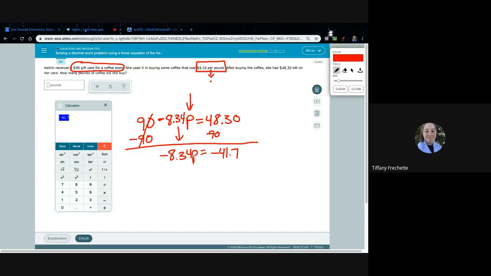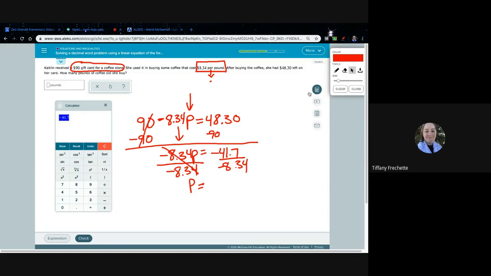And then in order to undo this, and I can't fit it in here, but there's a multiplication between these two, I'm going to divide by negative 8.34 on both sides of my equation here. Any number divided by itself cancels out. So it doesn't matter how complicated the number looks. As long as it's the same, it cancels. And then the P just drops down here.